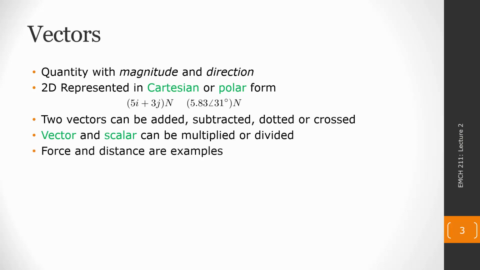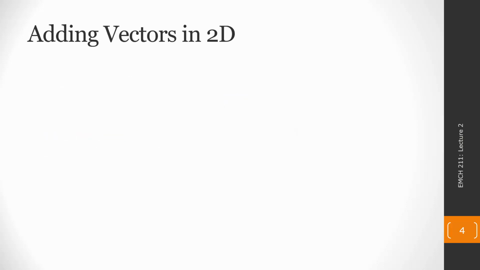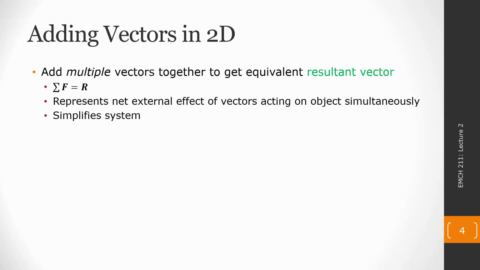Now, the vector quantities we're going to deal with most in this course are going to be force and distance. So these quantities we can represent in this Cartesian or polar form. So we'll begin with the simplest way that we can operate on vectors, which is to add our vectors together. And again, we're going to stick with 2 dimensions for now, and then later we're going to address what happens when we go to 3 dimensions, although the process is going to be largely the same. So we can take 2 or more vectors and we can add them together.